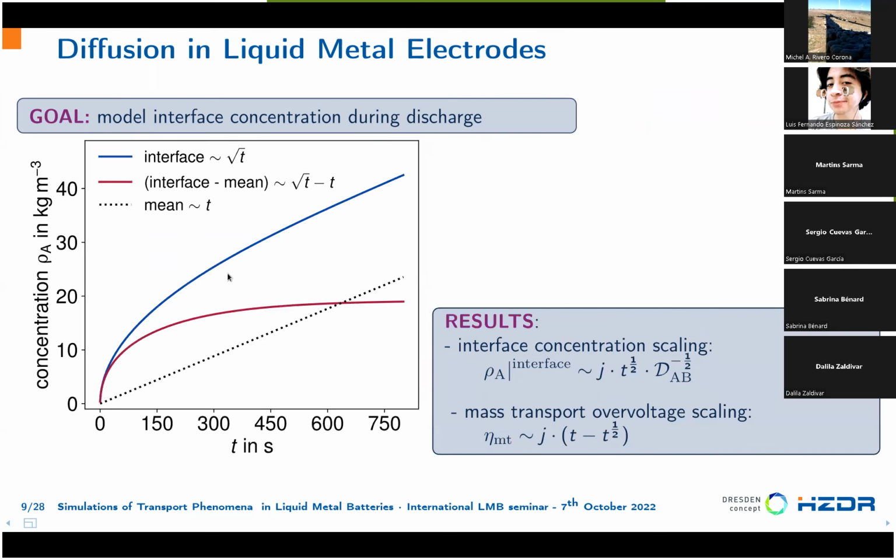We are really interested in the evolution in time of the difference of concentration between the interface and the mean, because this is a measure of the mass transport overvoltage. And with the simple model, we can see that this scales as a square root of time. And it's also important to see that the interface concentration scales as the first power of the current density, and therefore also the mass transport overvoltage will follow this scaling.